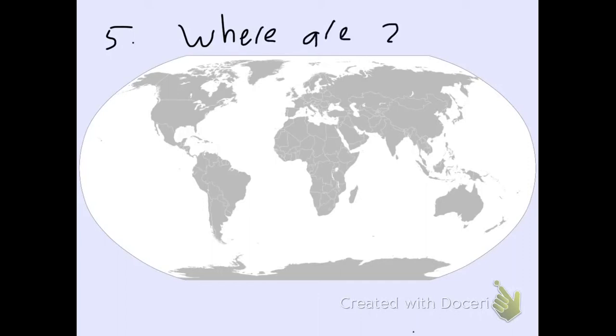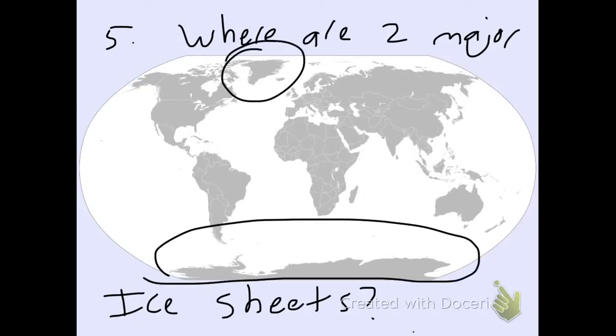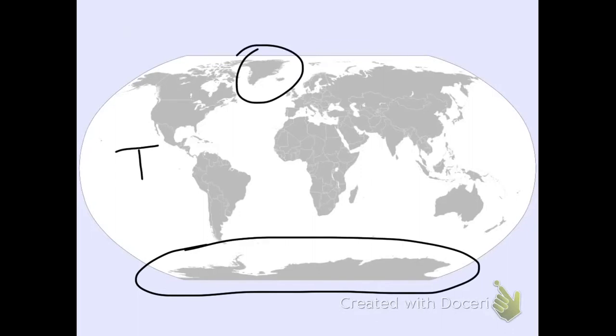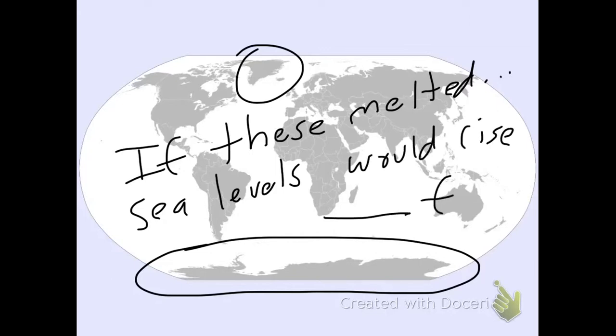Question number 5, where are 2 major ice sheets that you can find in the world? Where are you going to find 2 major ice sheets? Well, the first one is up here in Greenland. And the second, of course, is Antarctica. So if we examine these 2 ice sheets a little bit more closely, if these were to melt completely, which scientists say is impossible, or unlikely, I should say, sea levels, they claim, would rise how many feet? That's 230 feet, so that is a lot.